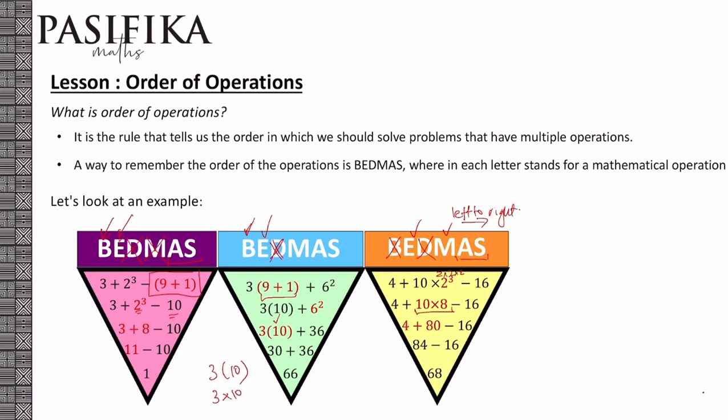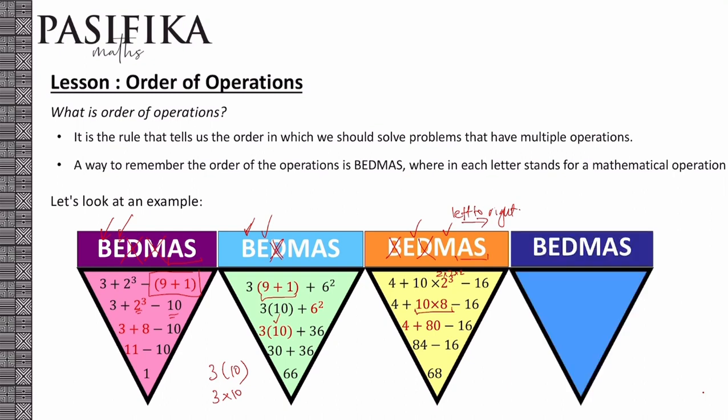Let's do one more. Why don't you pause the video and give it a go? All right, let's see what we got. So, do we have any brackets? No, we don't. What about exponents? Yes, we do. 7 to the power of 2. So that means 7 times 7. 7 times 7 is 49. So rewrite the problem. 10 plus 49, take away 2 times 5.